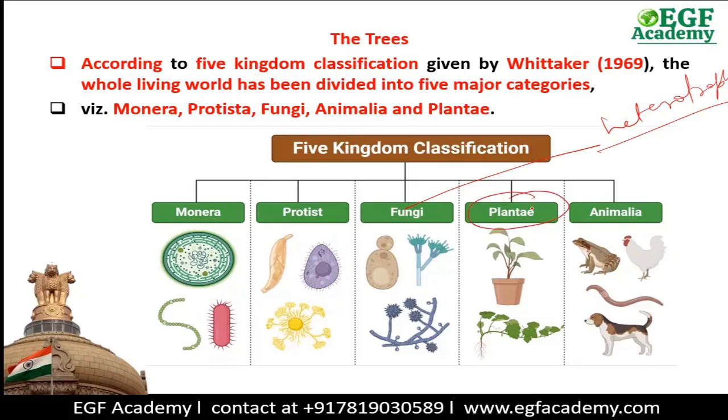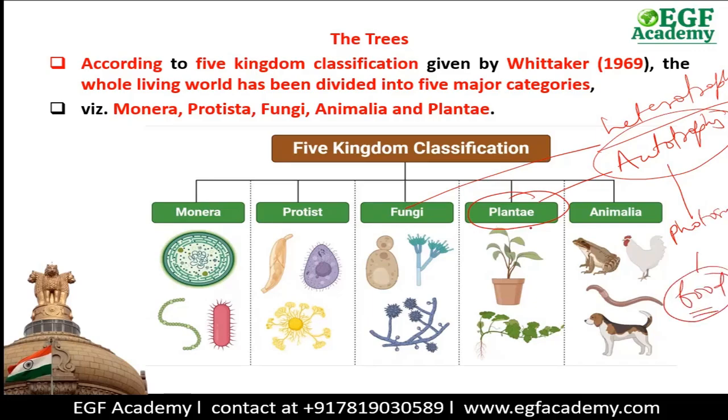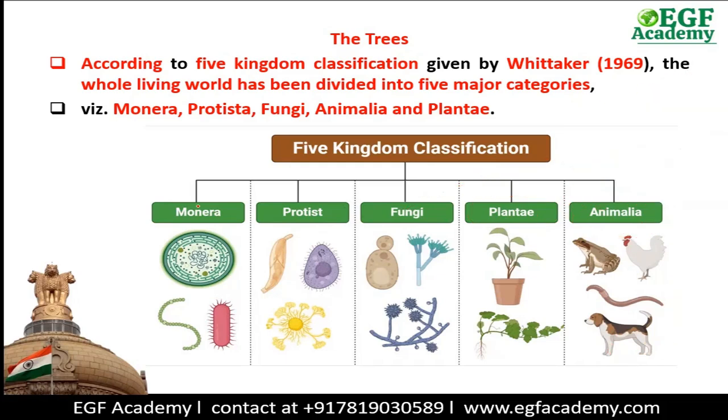Then next is the plant kingdom. They include all the plant species. Plants are autotrophs. Autotrophs means they carry out photosynthesis and prepare food from it. So these are plants. Then next is animalia. All the animals are placed under this kingdom. Animals are also heterotrophs. They depend on others for their food requirement. So these are the 5 kingdoms according to Whittaker, and plants are placed under the kingdom Plantae.